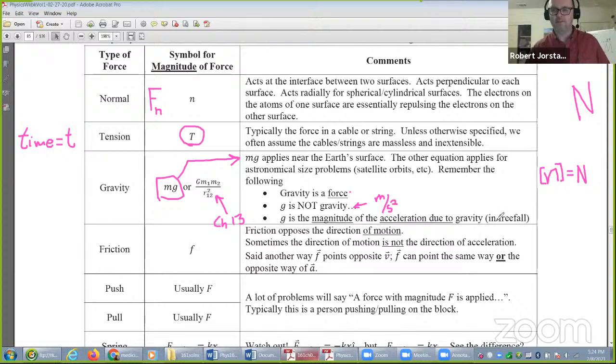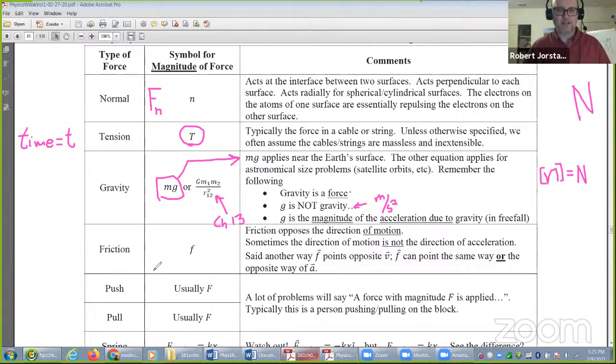So remember, g is the magnitude of acceleration due to gravity in free fall. Now, if you say g is gravity, everybody's going to know what you mean, but it's just going to drive anybody that's a scientist or an engineer crazy. So if you're trying to get a job in that field, start using the terms correctly, okay? That said, if you're in computer science, it doesn't really matter, whatever. I still think you should use it correctly.